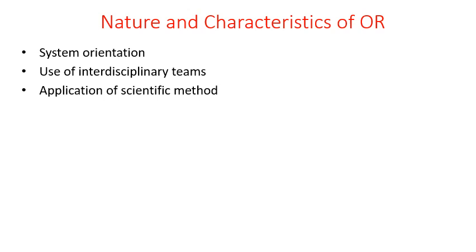Now how do you evaluate these choices? All the choices cannot be taken. So are there any techniques to find out which is the one best choice amongst all these available choices or alternatives? In that case, you will be using some scientific methods or scientific techniques in OR. So a very important characteristic or nature of OR is application of scientific method.